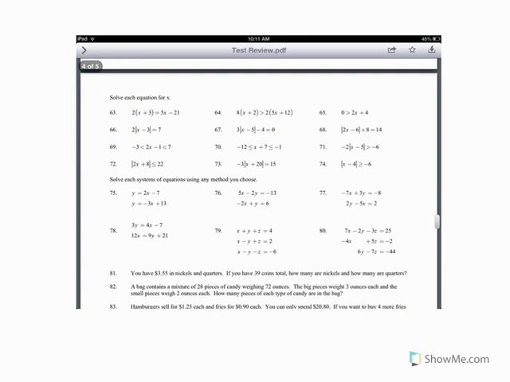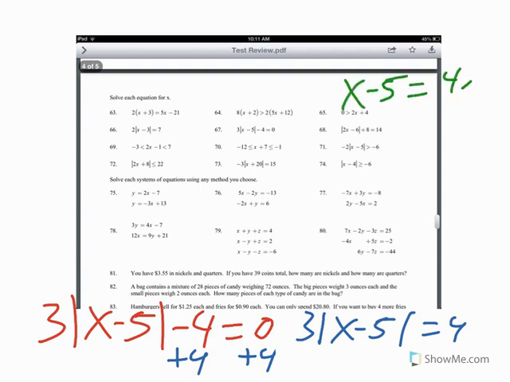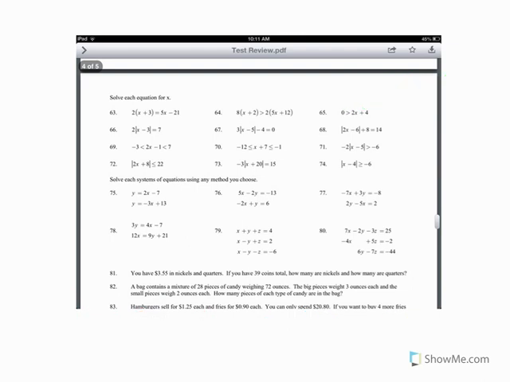On 67, first I'm going to add that 4 to both sides. And now I have 3x minus 5 is equal to 4, and now it's going to be just like the problem we just did. So I'm going to divide each side by 3. Then I have x minus 5 is equal to 4/3, and x minus 5 is equal to negative 4/3. Add 5 to both sides. Leave it as an improper fraction, it doesn't really matter.